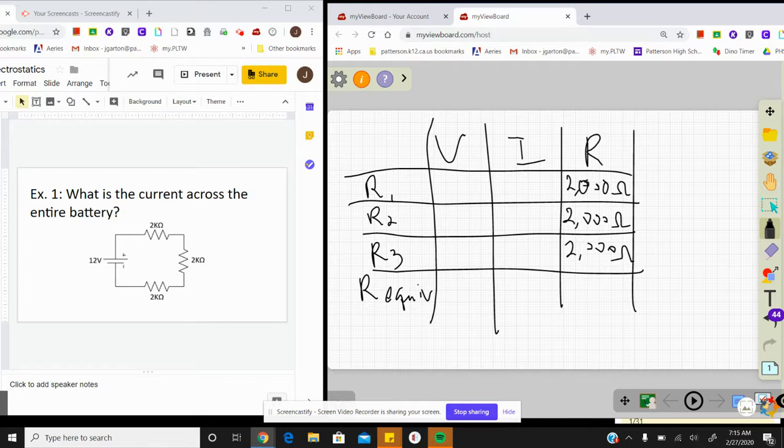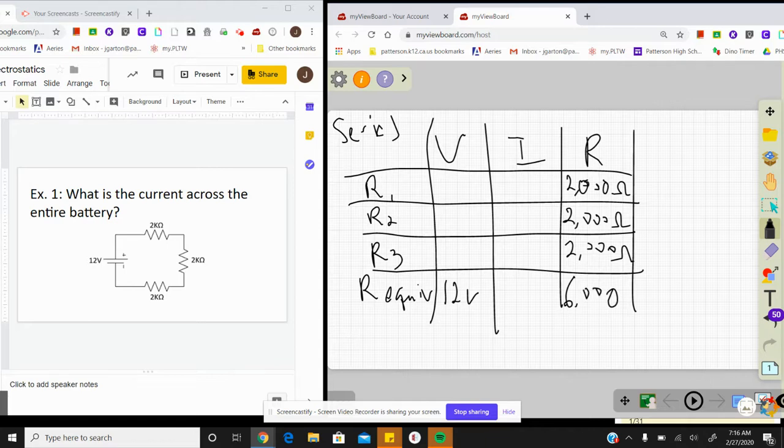So I also know the voltage of the battery, which we'll consider the total. So this is going under voltages, but under the total row. So that will be 12 volts. And that's all the information I am given. But I know that this is a series circuit. So I know some patterns here. In a series circuit, all the resistors add together. So 2,000 plus 2,000 plus 2,000 should give me the total of 6,000 ohms. I can fill that out here.